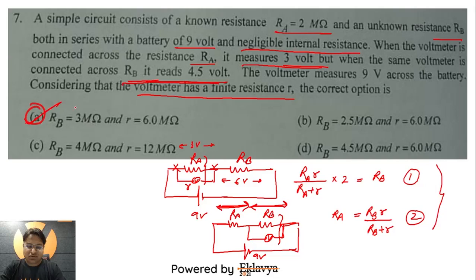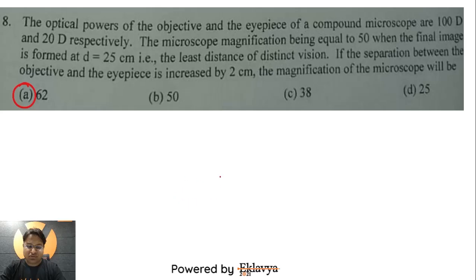All right. Now this is an amazing question that came in the paper. Let's do this question. Question says that optical powers of objective and eyepiece of a compound microscope are 100 diopter and 20 diopter. Now this would mean that the focal length of objective is 1 centimeter and the focal length of eyepiece is 5 centimeters. So we have been given the focal length of objective as well as eyepiece in the first statement. Now the microscope magnification being equal to 50 when final image is formed at least distance of distinct vision.